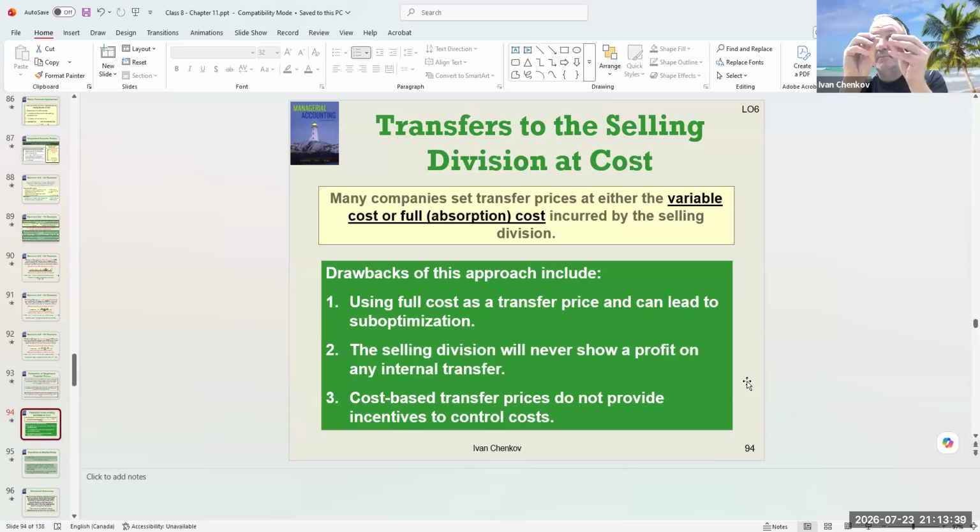If we are at capacity and we still have to stop the regular sales, we won't be considering transfer pricing. So that leaves the option: what if the selling division transfers the products at cost? Well, using full cost as the transfer price can lead to sub-optimization, and the selling division in that case is never going to see a profit. And cost-based transfer pricing doesn't provide any incentive for cost control.